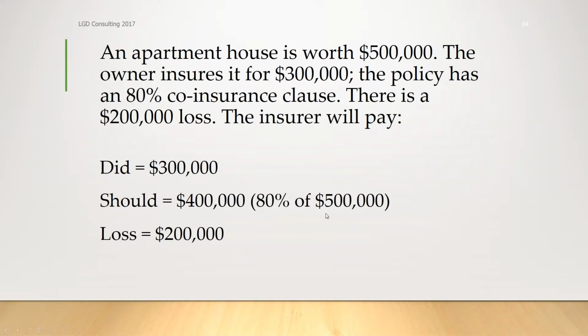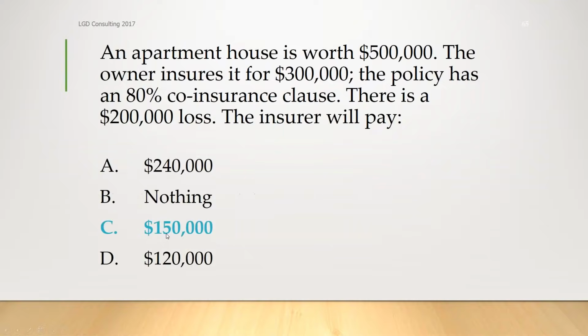So don't put $500,000. If you put $300,000 divided by $500,000, you're going to get a wrong answer because you don't need to carry 100%. Right? You only need to carry 80% of the value of the building. So 80% of 500 is 400. So 3/4 times the loss of $200,000 equals $150,000, and that's the answer you want. Okay. So that's how you need to understand that.